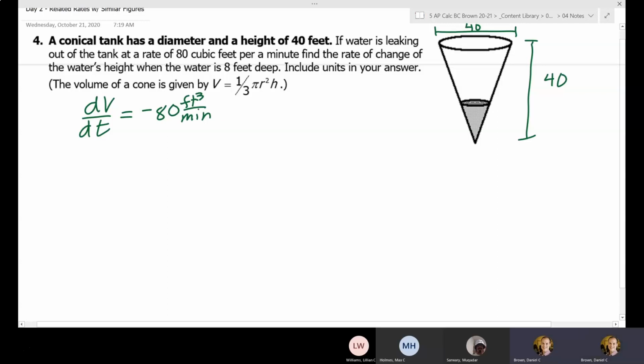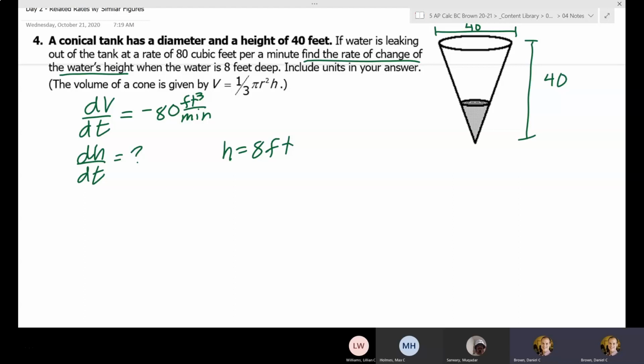And then we want to find the rate of change of the water's height. So we're looking for dh/dt at the moment when the water is 8 feet deep. So we're looking at it for when the height is 8 feet. Include units in your answer. And yeah, so that's what we have.